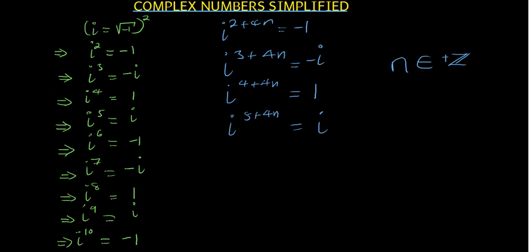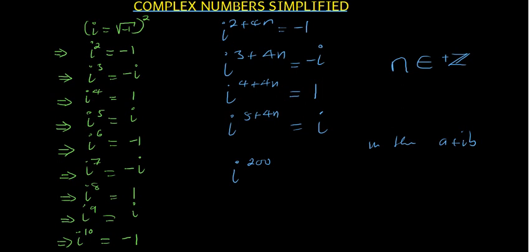So this should tell us when, let's say they say write i to the power 200 in the form a plus ib. How do we go about that one? So for this one, what we are going to do is equate i to the power 200 to one of these, either this one, this one, this one, or this one. We see which form i to the power 200 can be written in.